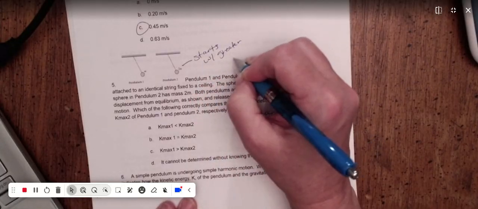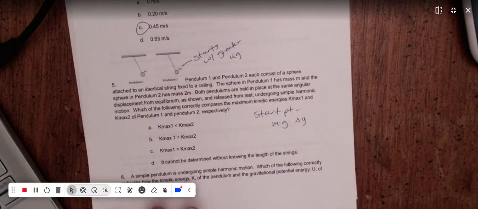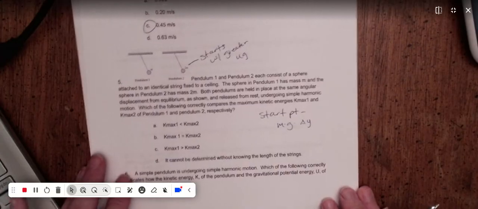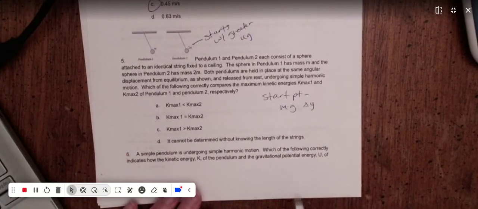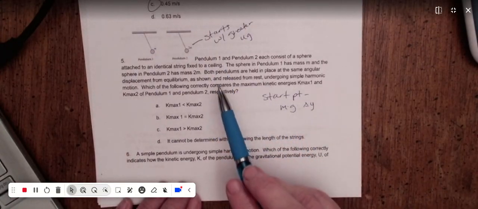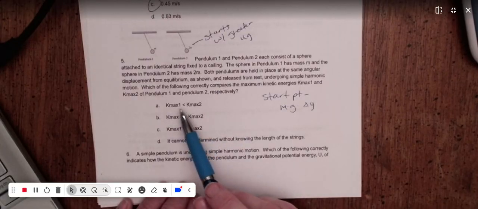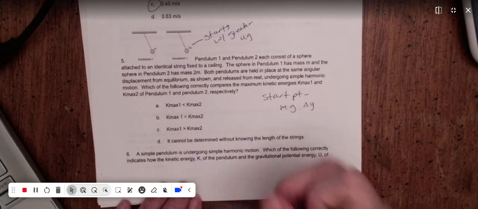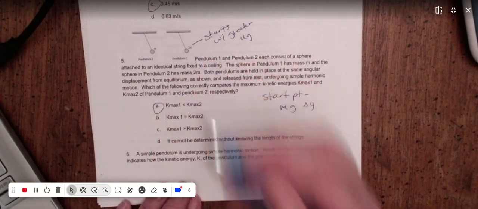So this one's going to start with a greater UG value. And so that means that when it has a max kinetic, when our energy all converts to kinetic, that max kinetic is going to be greater, because all of that amount of energy is going to convert. So the max for pendulum 1 is going to be less than pendulum 2.